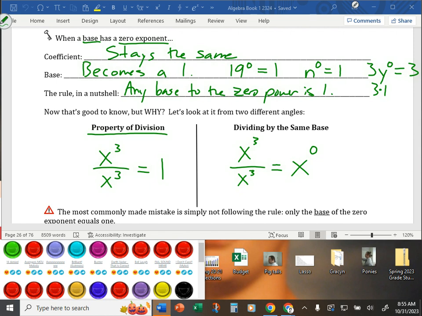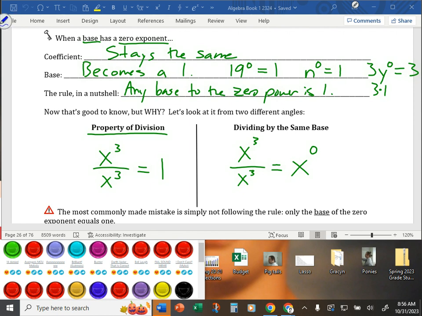Using our rule from CO11, we know that when we divide by the same base, which we are here, the powers are subtracted. So we can say that x cubed over x cubed is going to be x to the 0, because 3 minus 3 equals 0. That's what the rule says. Now, as someone just pointed out, in the previous piece we said that x cubed over x cubed is equal to 1.